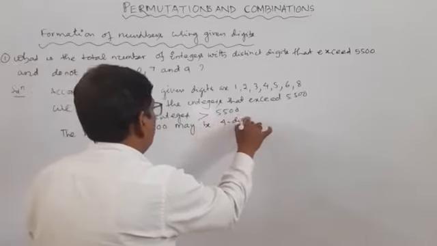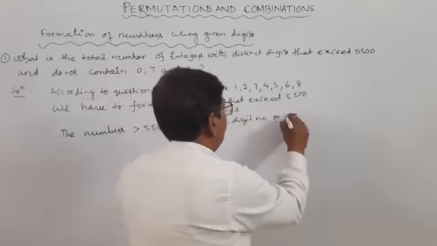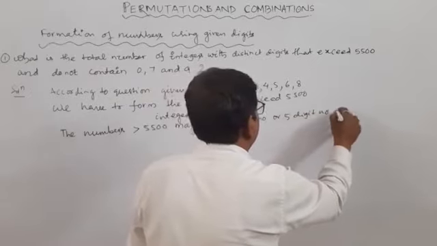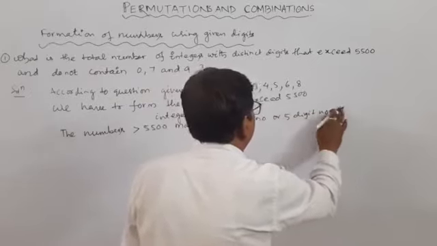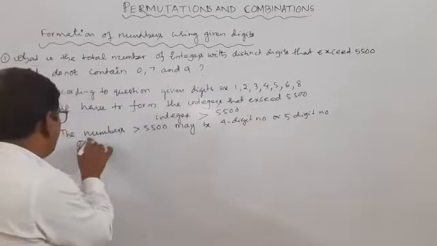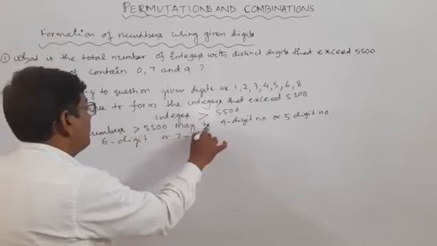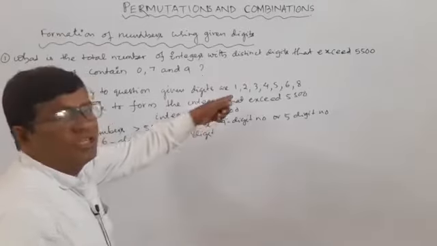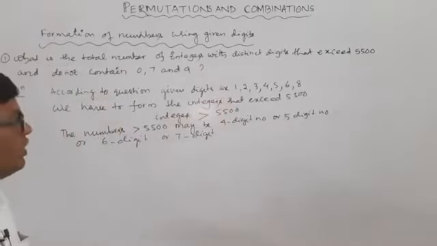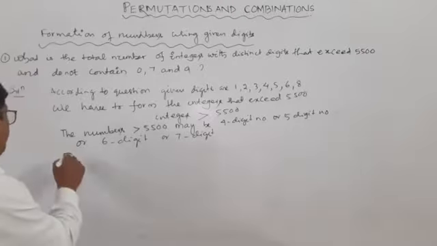4 digit number, or 5 digit number, or 6 digit number, or 7 digit number, because 7 is the last, because the number of digits is 7. Now the number of 4 digit numbers without repetition.